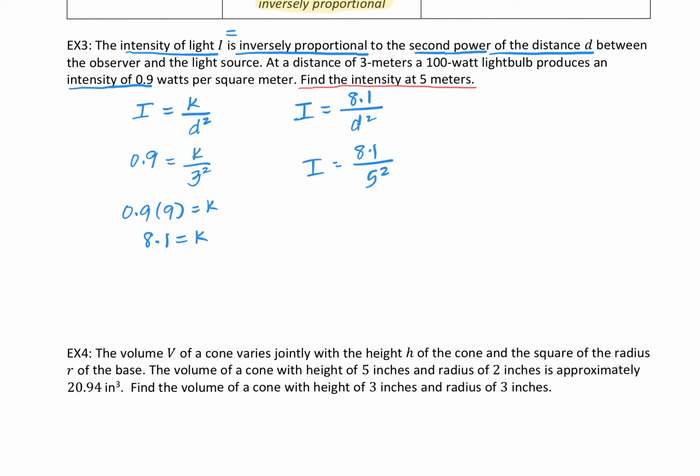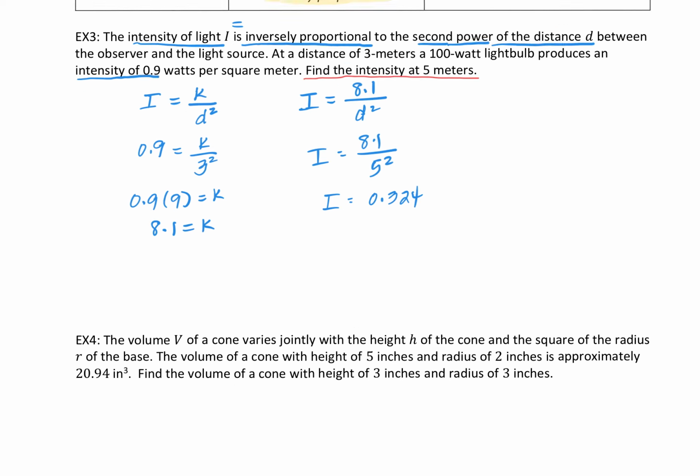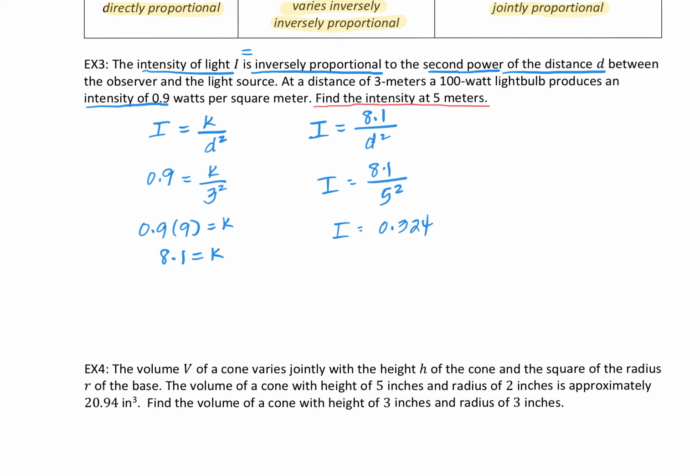And at this point, all you would do is put that in a calculator. And we should all get that I is equal to 0.324. Normally, we would put units on that, and the units are actually given in the problem. If the problem does not give you units, you don't have to put units on there. But our intensity is watts per square meter.